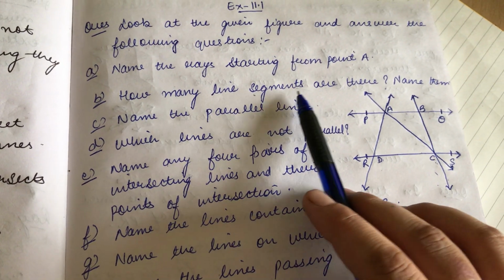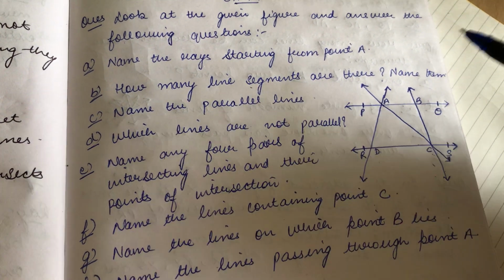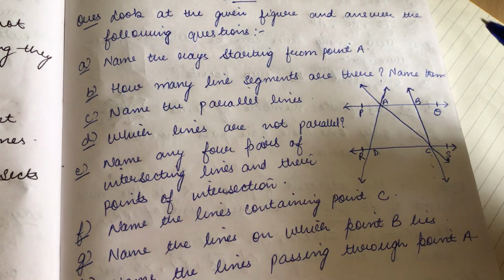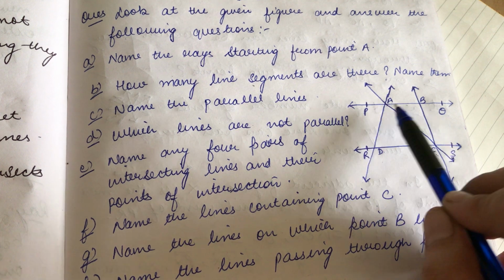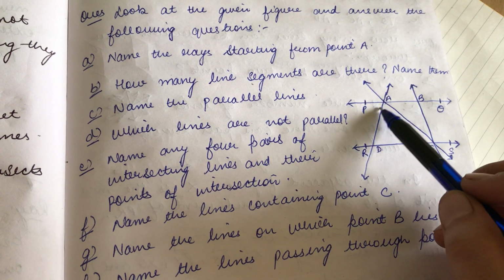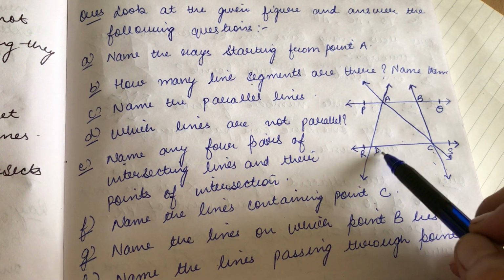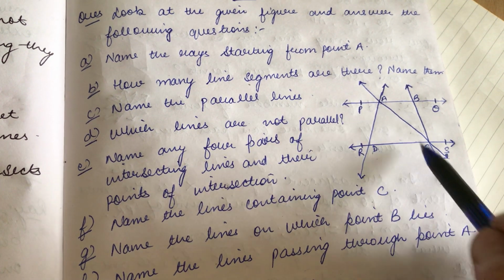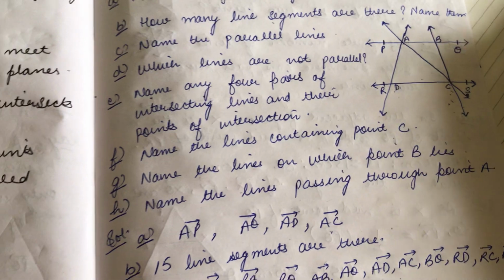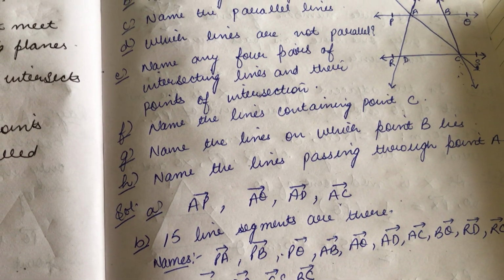B part, how many line segments are there? Name them. Line segment, we know, is a part of a line. So the line segments are AP, AB, AQ, BQ, AD, RD, DC, CS, DS, AC. So all these are line segments.